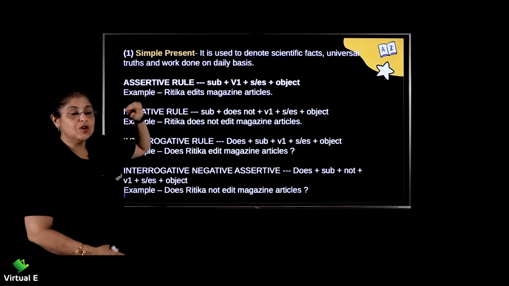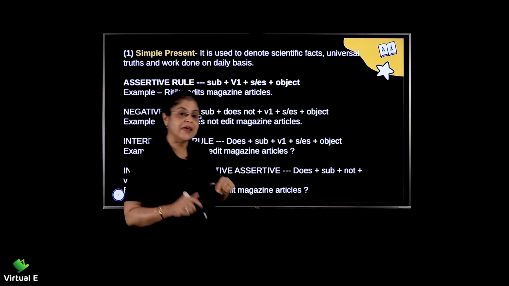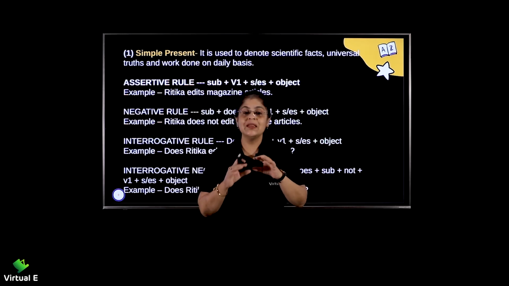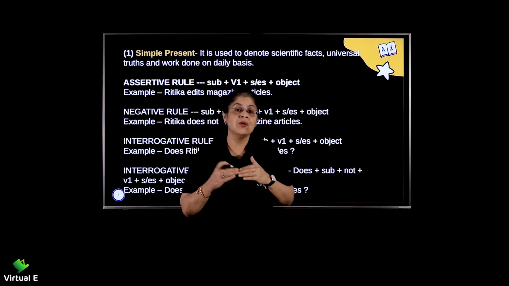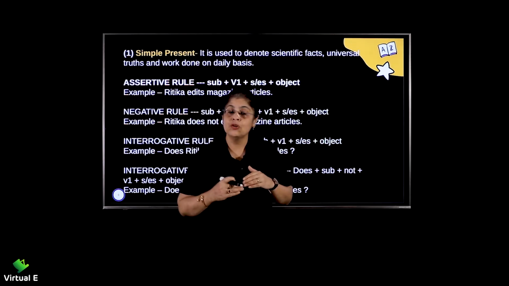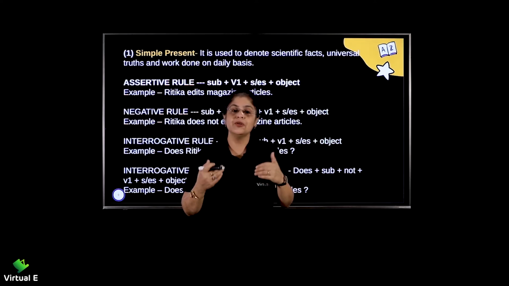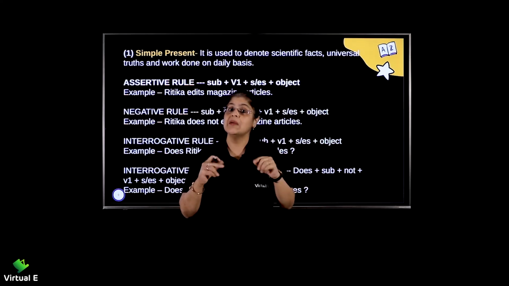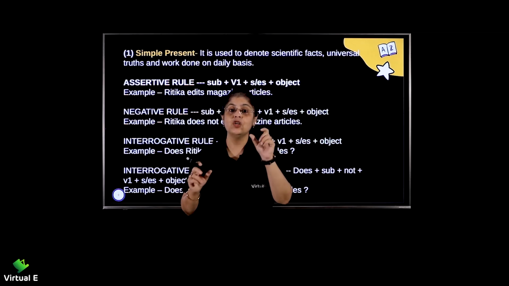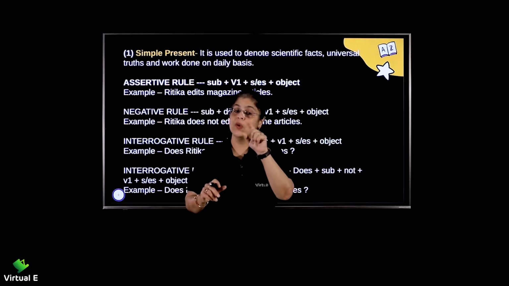Now, there's one more very important thing which I have noticed in students. When they can frame a simple sentence, an assertive sentence, the problem is they don't know where to place the not in the negative sentence, and they don't know how to frame an interrogative sentence. Obviously, you are going to even sometimes negate your sentence. Negate means make it negative. By making negative, I mean adding not, right? You should know where to place that.